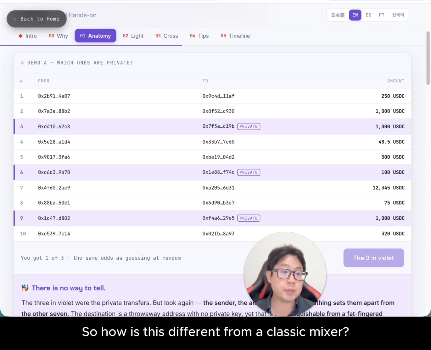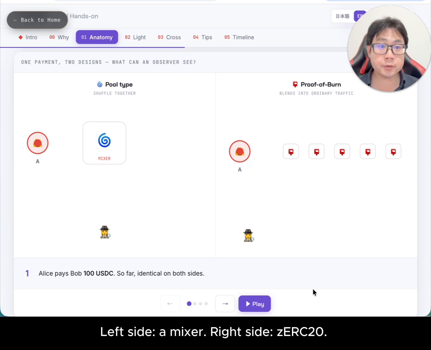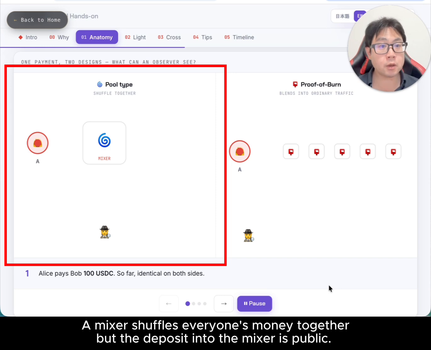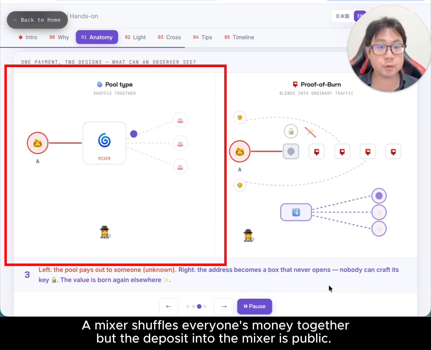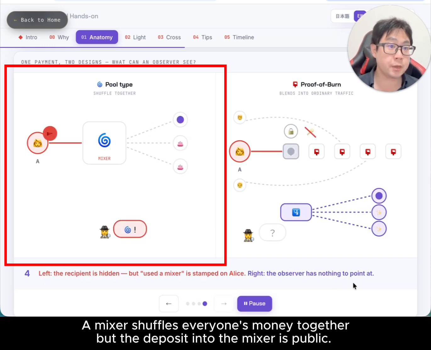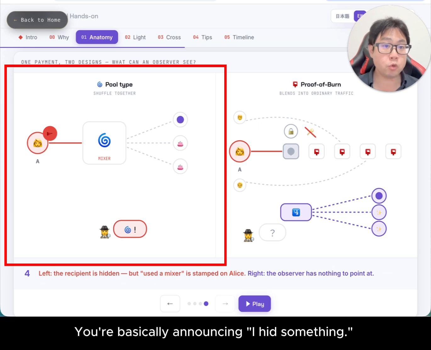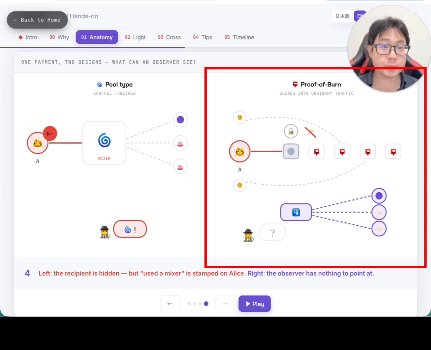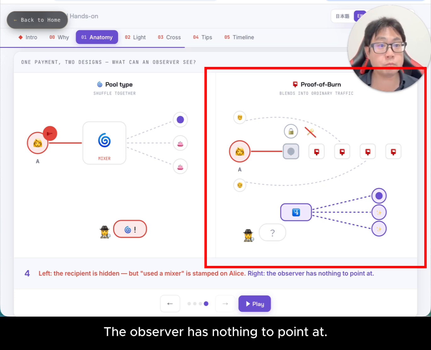So, how is this different from a classic mixer? Left side, a mixer. Right side, zERC20. A mixer shuffles everyone's money together, but the deposit in the mixer is public. So, you are basically announcing, I have something to hide. On the right, zERC20 just blends into ordinary traffic. The observer has nothing to point at.